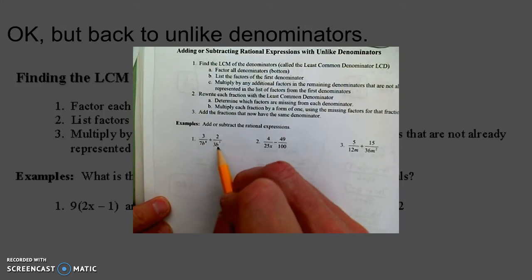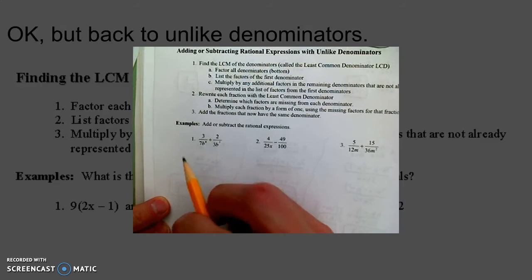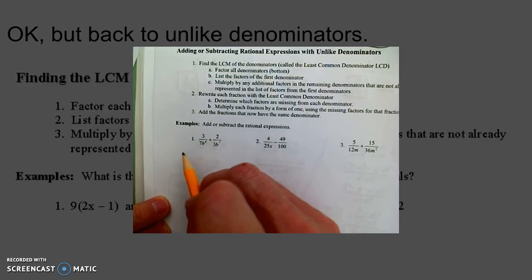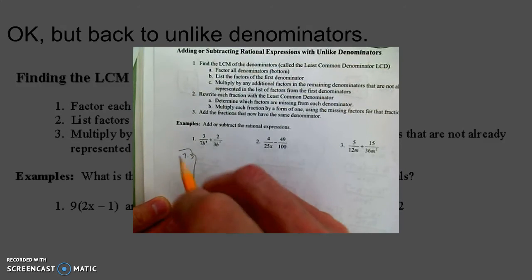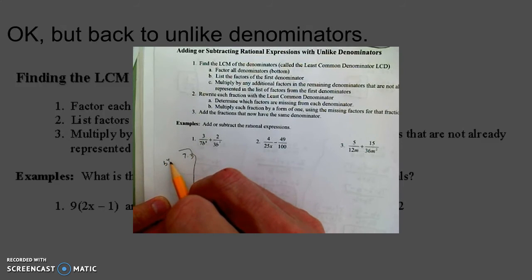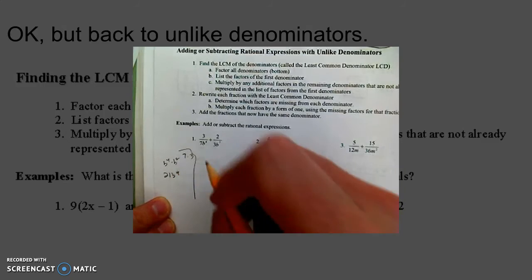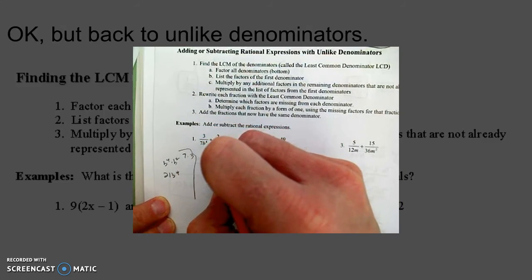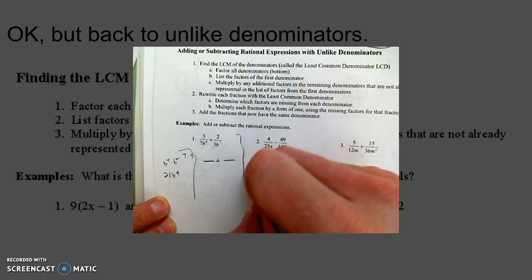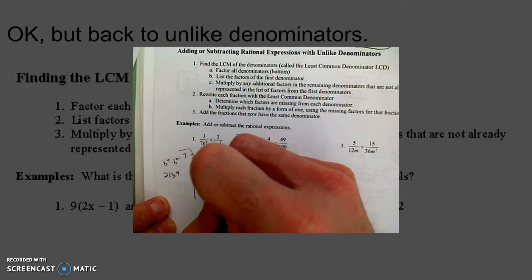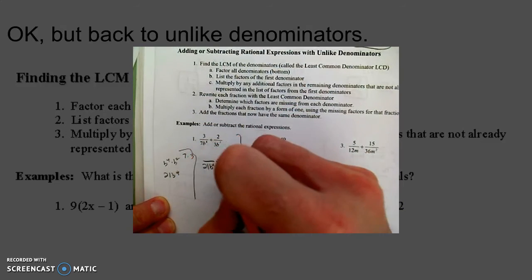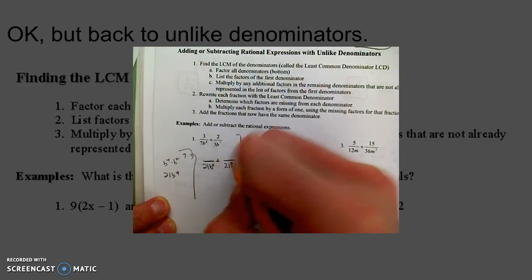So 7b plus 4, 3b squared. We talked about this a little bit earlier. I have a 7, I have a 3, we'll put this off as side work. I have a b to the 4th and a b squared. So the least common multiple here is going to be 7 times 3, 21, b to the 4th. So I'm going to convert both of these fractions to a new denominator that is 21b to the 4th.